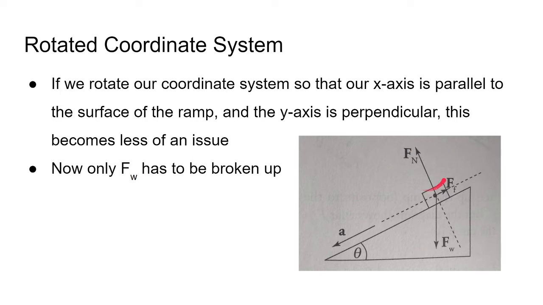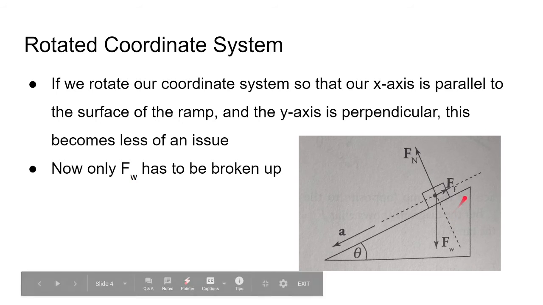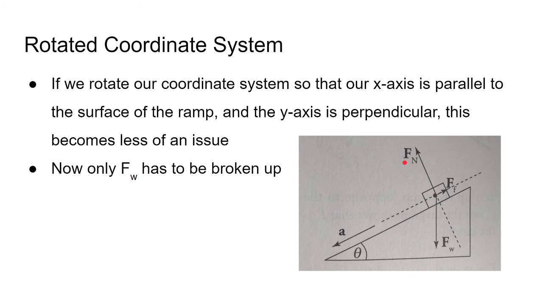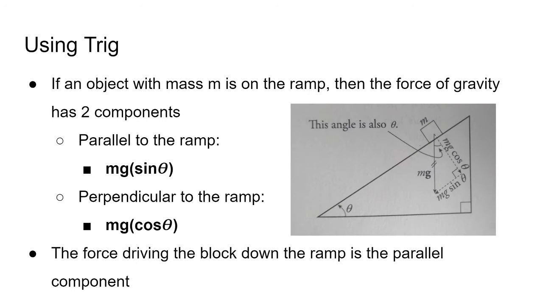Now, as you can see, our normal force is perpendicular to the surface, our friction is parallel to the surface, and our acceleration is parallel, and now only our force of weight has to be broken up. And how are we going to do this, I hear you asking? Well, we got to use some trigonometry.